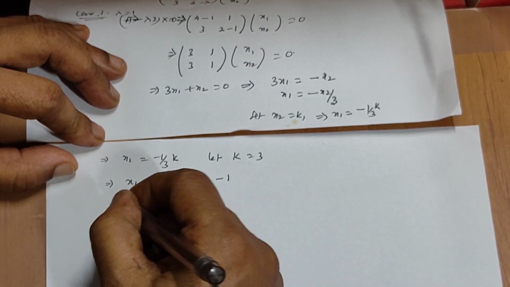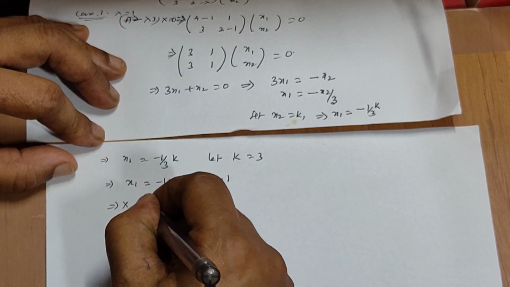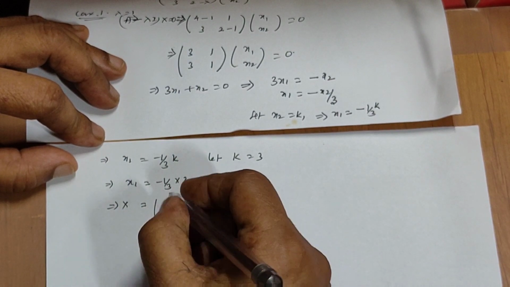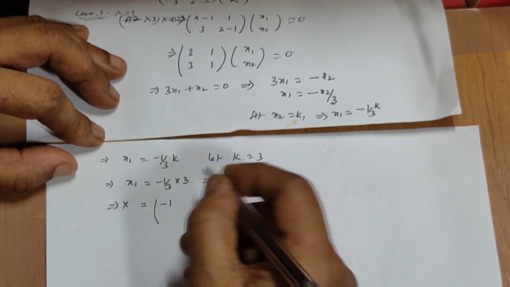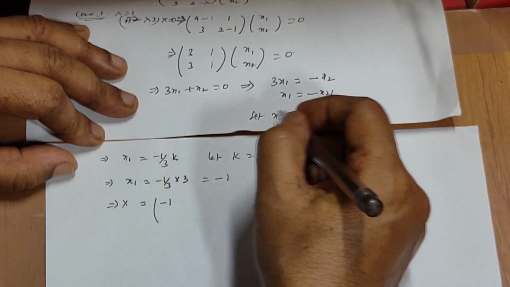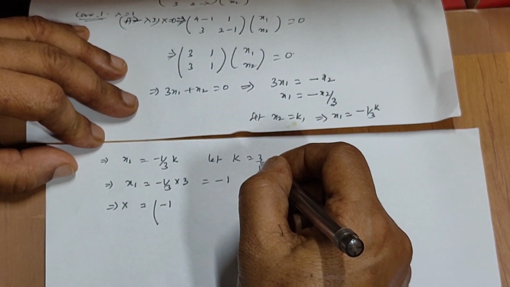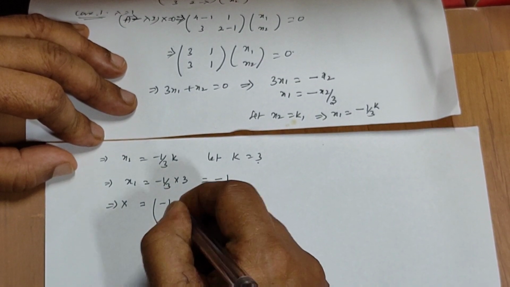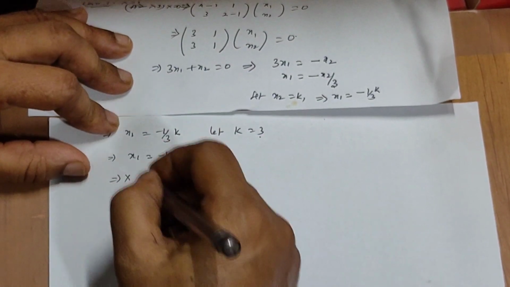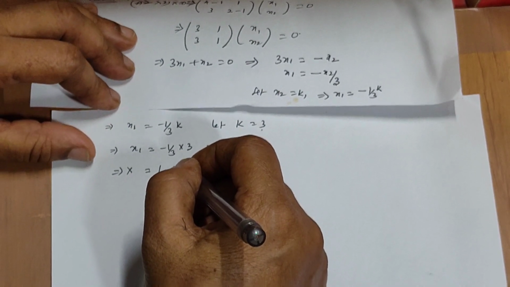So I can write the vector capital X as x1, x2. What is x1? x1 is minus 1. And what is my x2? x2 is nothing but k, and that k I have taken as 3. So I'll get it as 3. So the first eigenvector is x equal to (minus 1, 3).